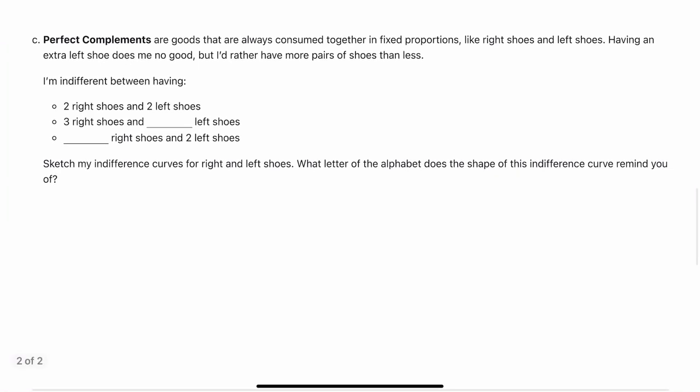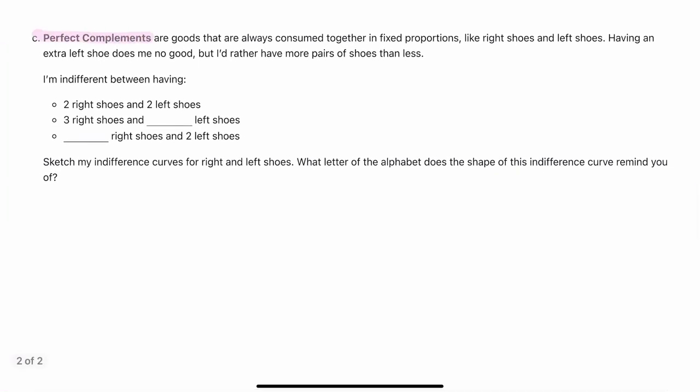All right, part C asks, perfect complements are goods that are always consumed together in fixed proportions, like right shoes and left shoes. Having an extra left shoe does me no good, but I'd rather have more pairs of shoes than less. I'm indifferent between having 2 right shoes and 2 left shoes. Here, I've drawn a little picture.